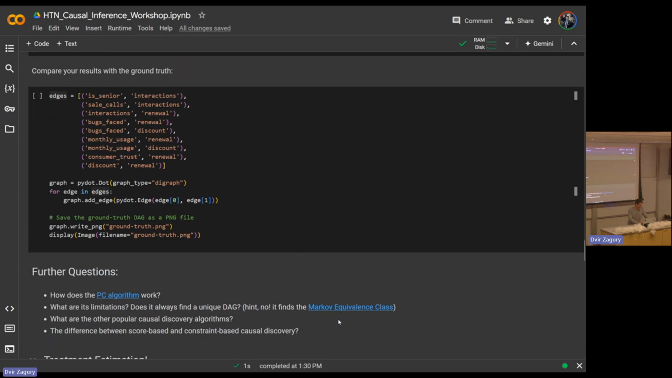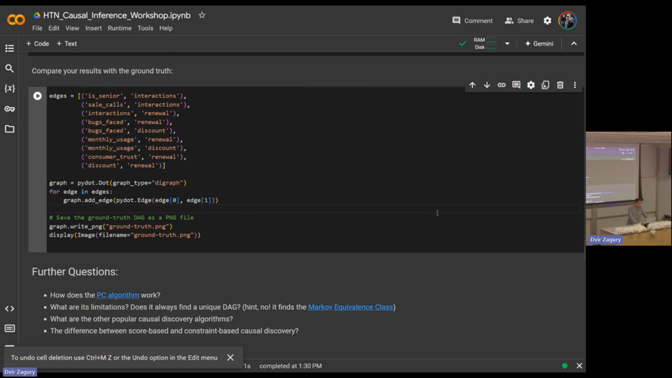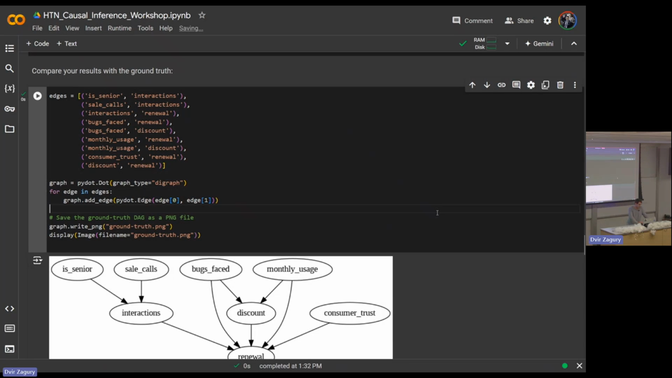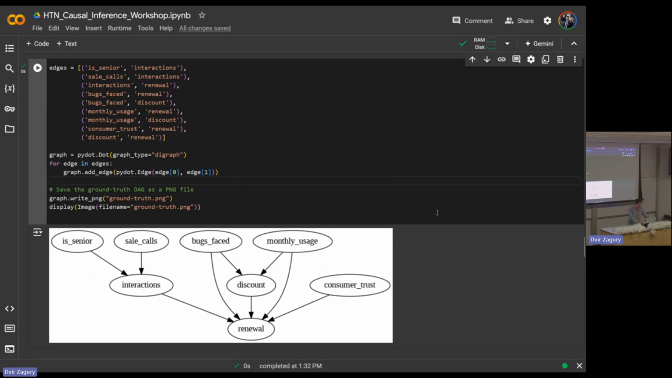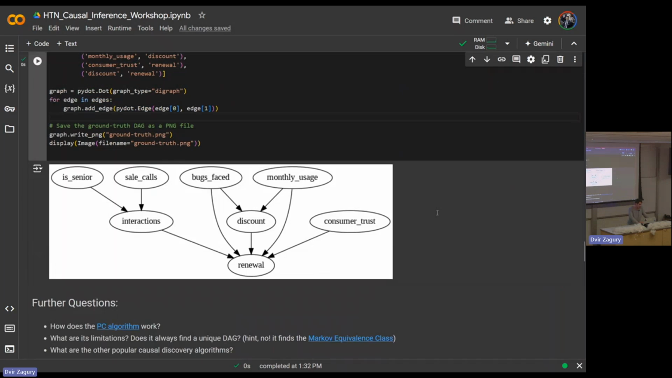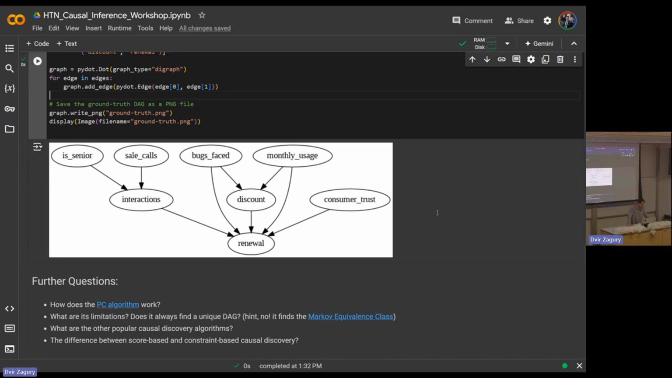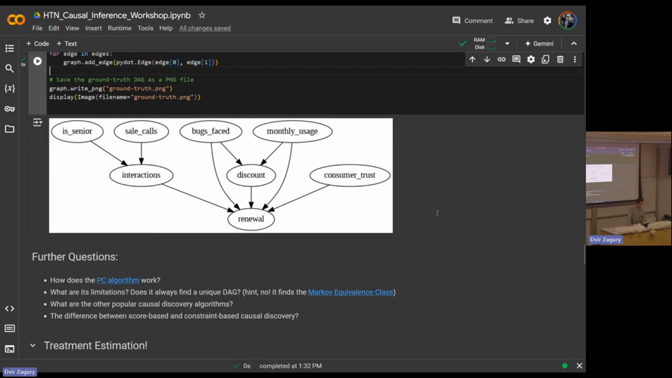And now we're going to compare our results with the ground truth. This is synthetic data, so I know what's behind it. And this is the ground truth, and it is the same. Or you can look at it on your own computer and make sure it's the same. But there are more questions that you want to ask, and that we don't really have time for. The first thing is, how does the PC algorithm work? It can be somewhat technical, and it's not always that obvious. What are its limitations? Does it always find a unique DAG?